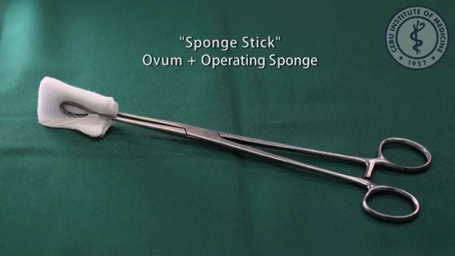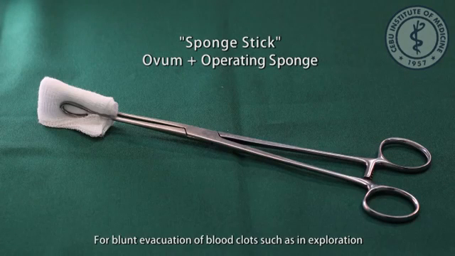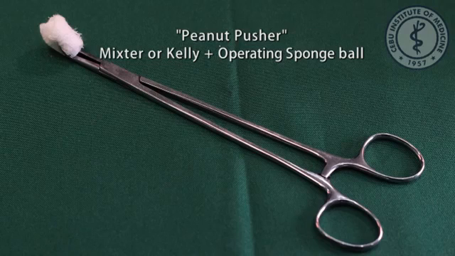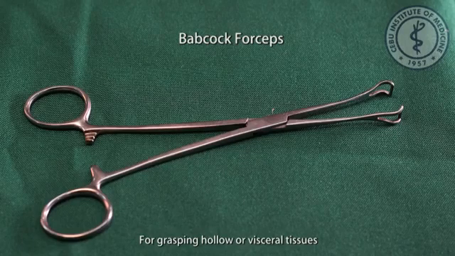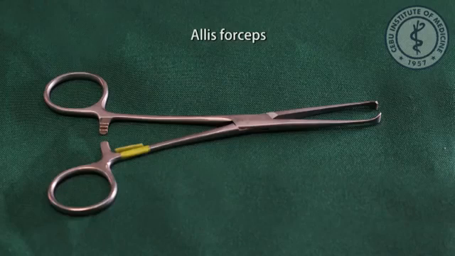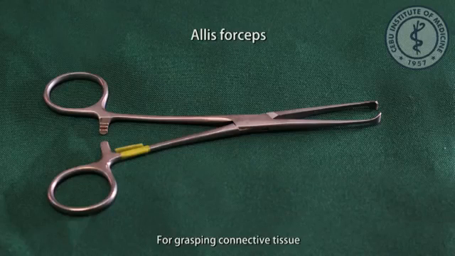Ovum forceps, or sponge stick, ovum plus operating sponge, for blunt evacuation of blood clots such as in exploration. Mixter forceps, or peanut pusher, Mixter or Kelly plus operating sponge ball, for blunt dissection. Babcock forceps, for grasping hollow or visceral tissue. Allis forceps, for grasping connective tissue.